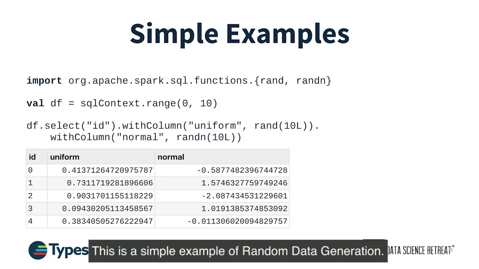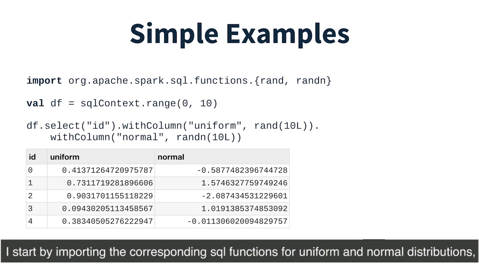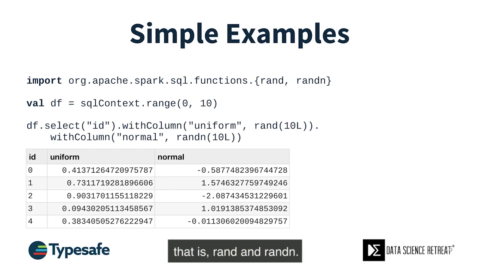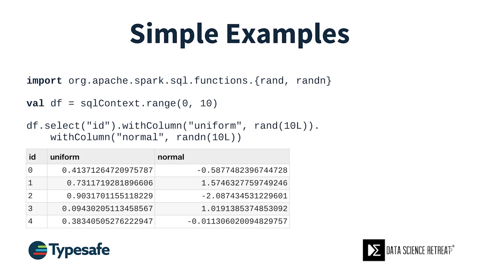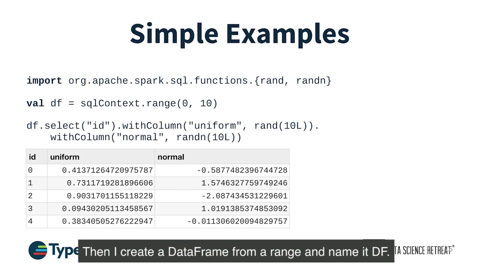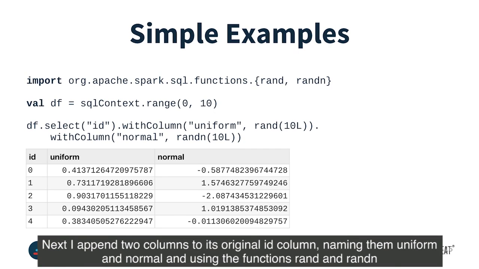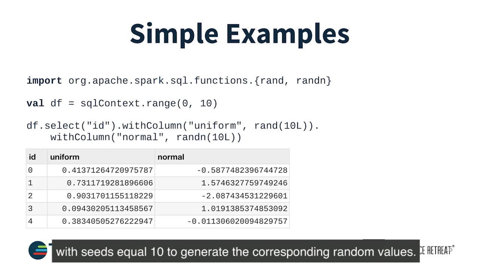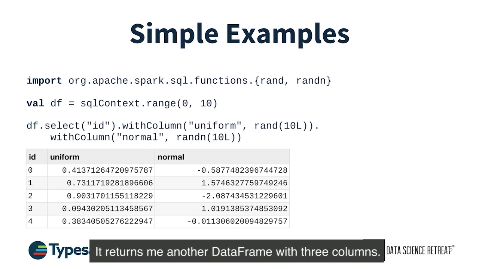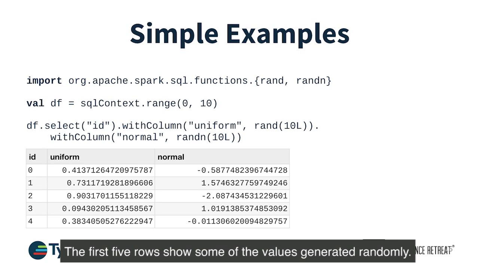This is a simple example of random data generation. I start by importing the corresponding SQL functions for uniform and normal distributions, that is, rand and randn. Then I create a data frame from a range and name it df. Next, I append 2 columns to its original ID column, naming them uniform and normal, and using the functions rand and randn with seeds equal 10 to generate the corresponding random values. It returns me another data frame with 3 columns. The first 5 rows show some of the values generated randomly.